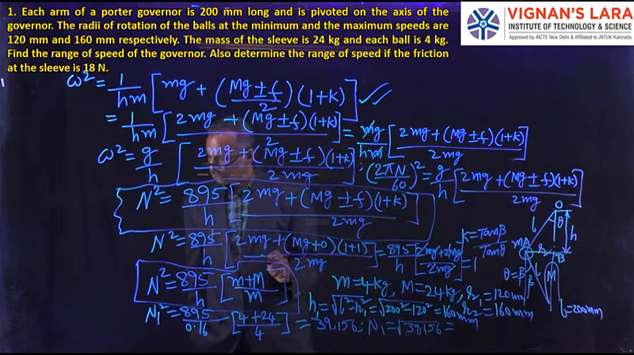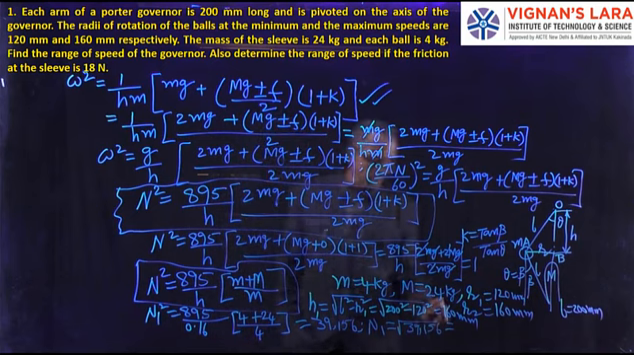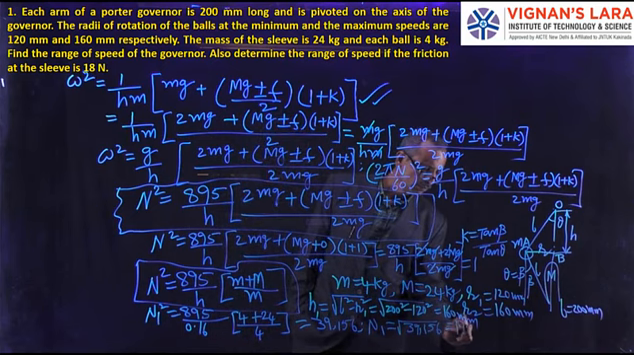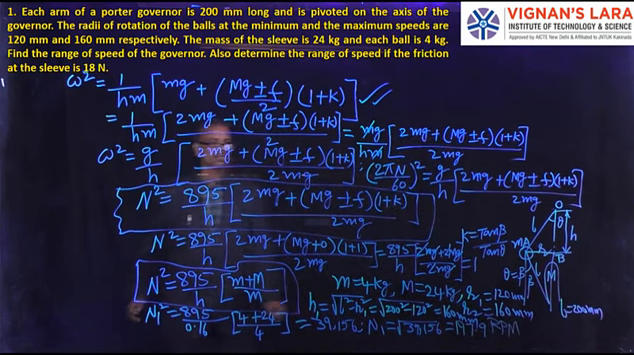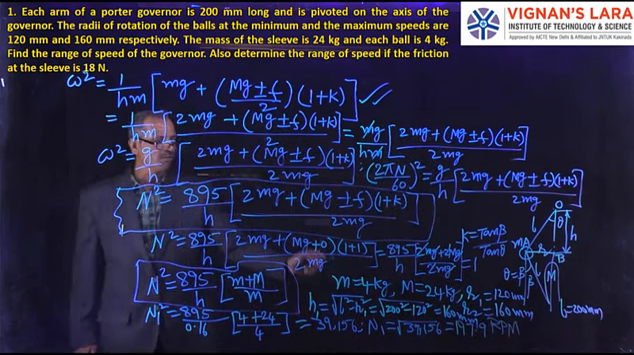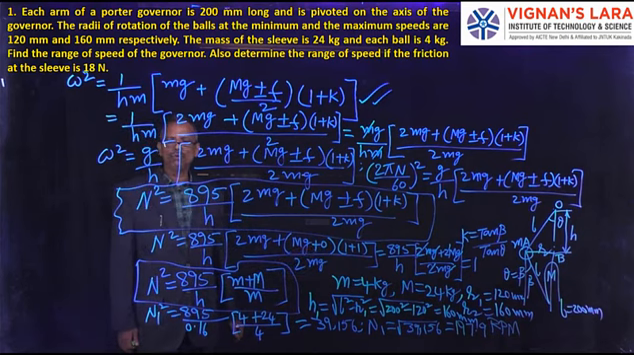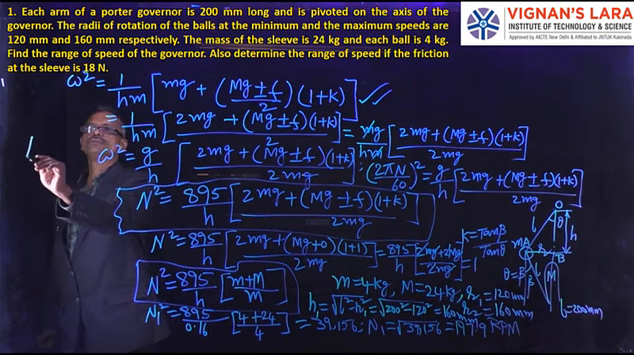So that gives you 197.9 RPM. Okay, so this is the first N1 value. Then how to get the N2 value?